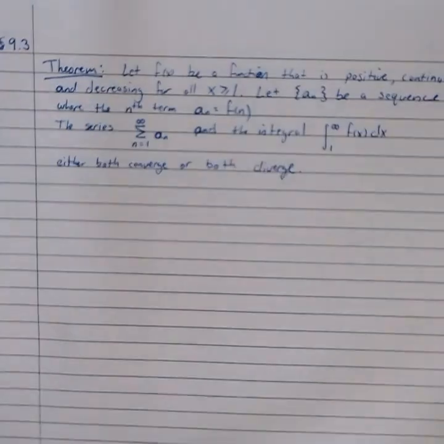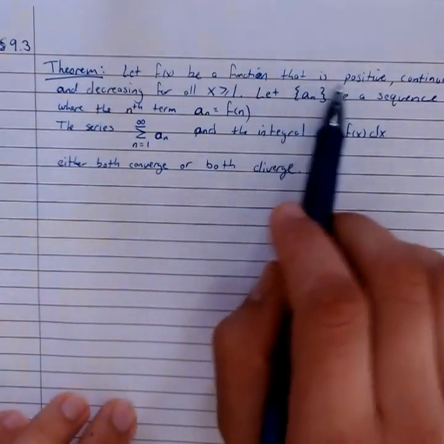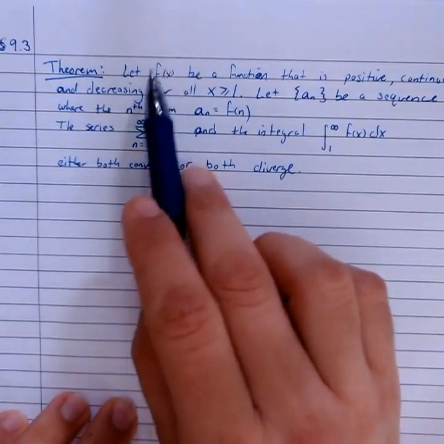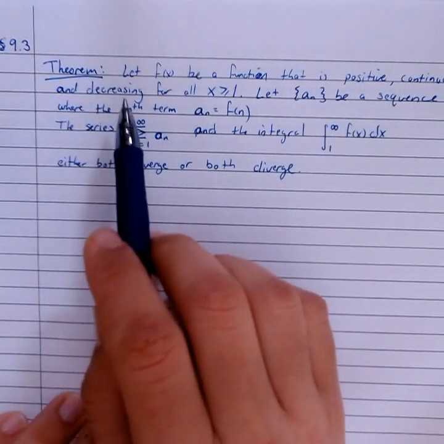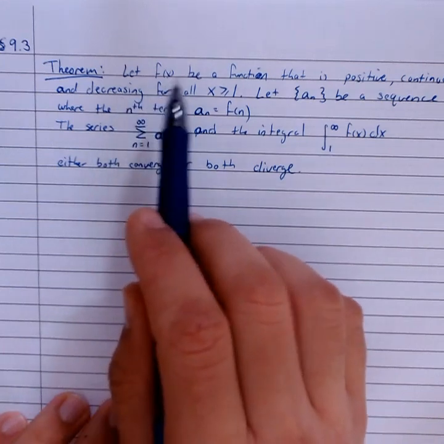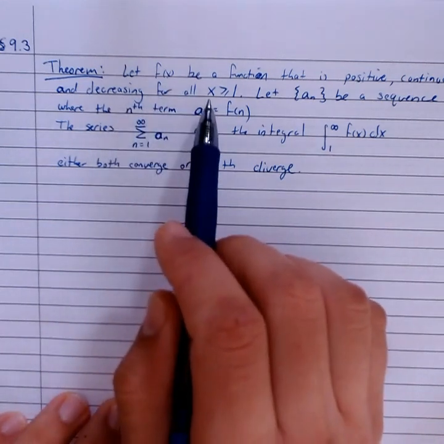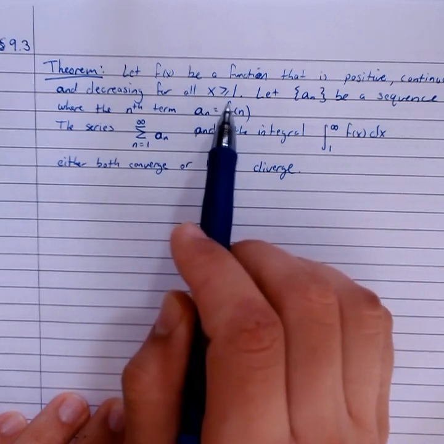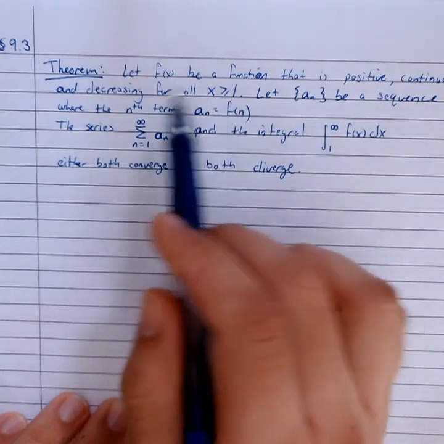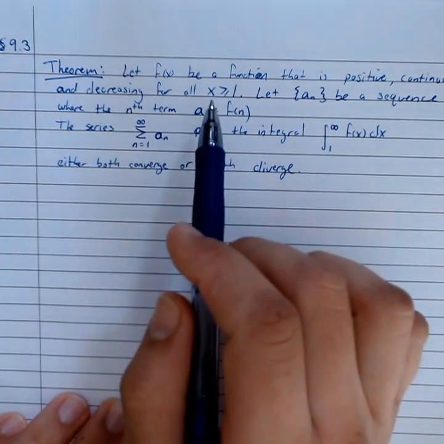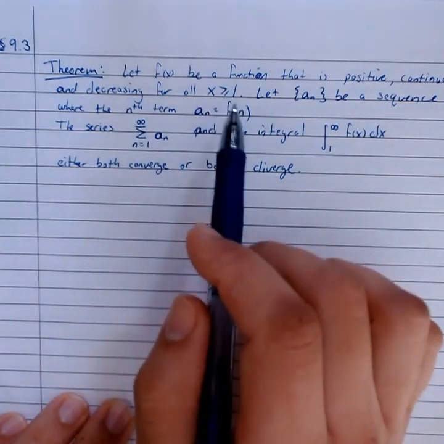Let f of x be a function that is positive, and every time you plug in something into f, you get a positive number. It's continuous, and it's decreasing. The values go down as x goes up, for every value of x that's greater than or equal to 1. If this is satisfied for x less than 1, that's fine, and if it's not, that's okay too. We just care about it from x greater than or equal to 1.